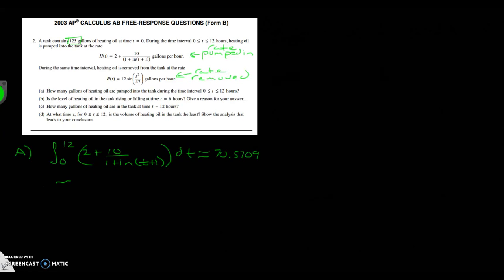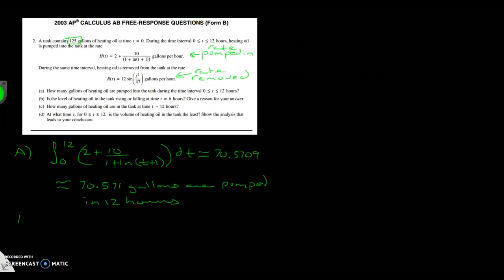So AP Calc, they want 3 decimal places, so 70.571 gallons of oil are pumped in during the 12 hours.